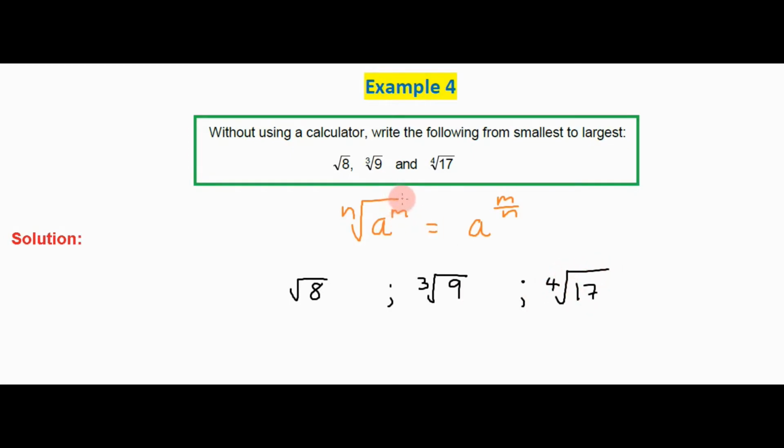Now we're going to use this law to write all three surds in exponential form. So the square root of 8 will be 8 to the 1 over 2, so 8 to the half. The cube root of 9 will be 9 to the 1 over 3. And the fourth root of 17 will be 17 to the 1 over 4.